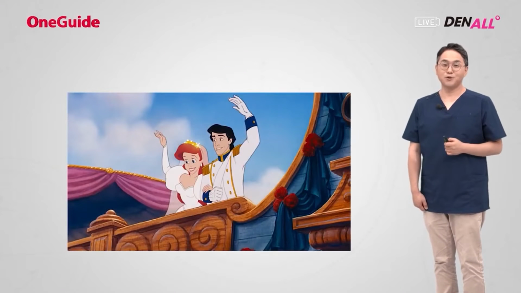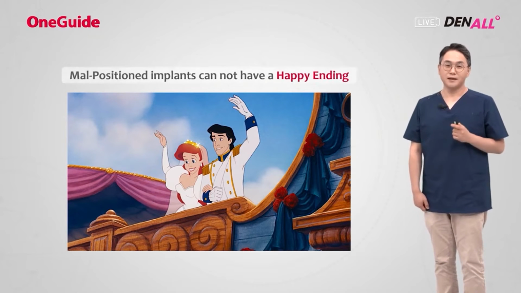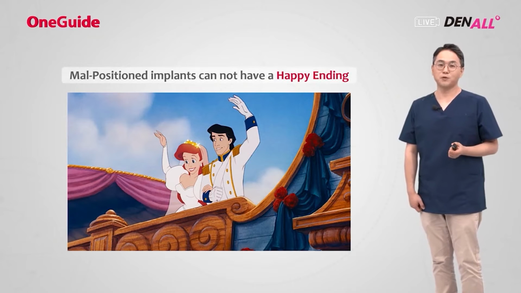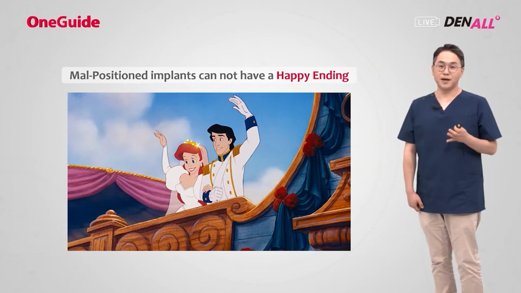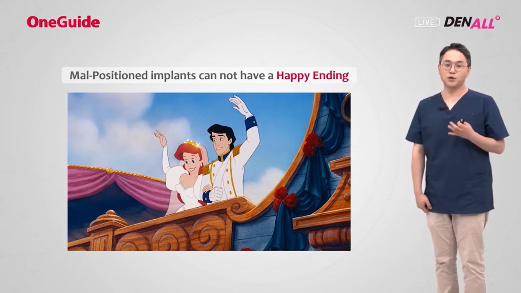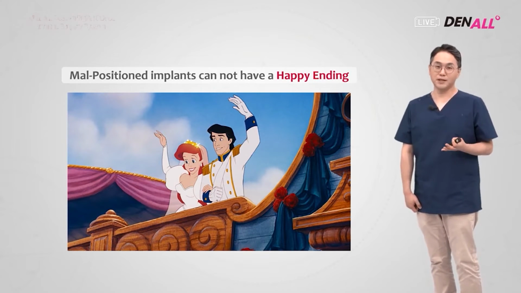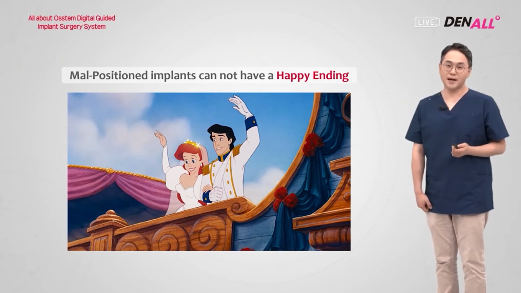As you can see in this case, the implant was placed wrong. Even if you use a custom abutment, you cannot create a happy ending ultimately. The purpose of placing an implant is not to make a crown, but to make a prosthesis that the patient can maintain easily.